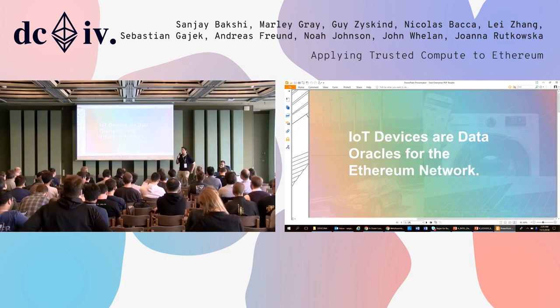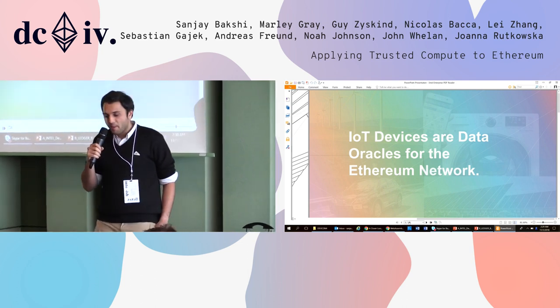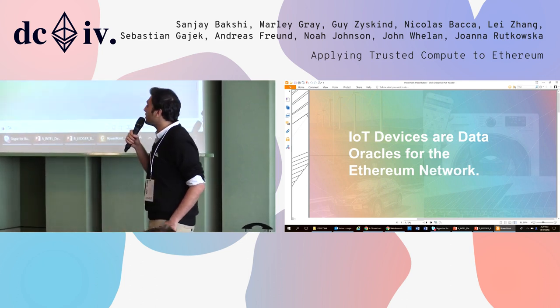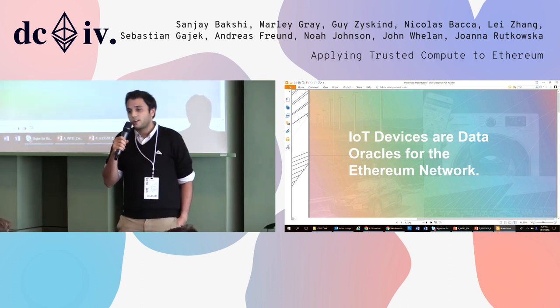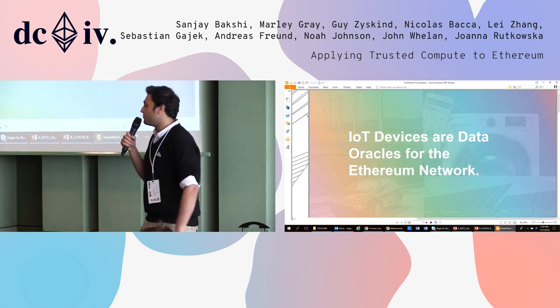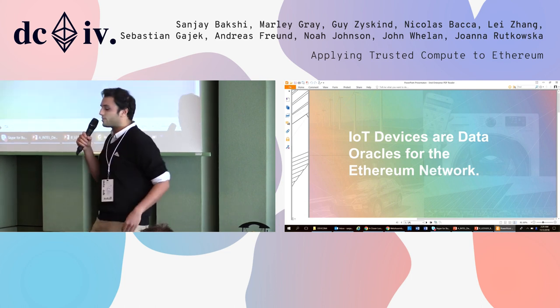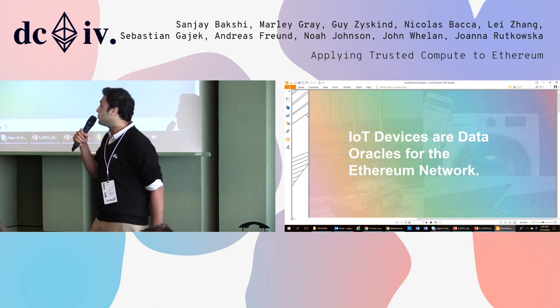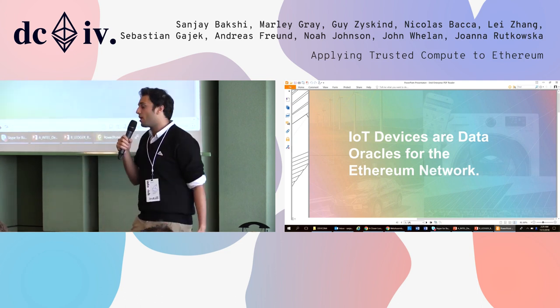At Weave, we believe that IoT devices can be good data oracles for the Ethereum network, but there are two fundamental problems. There are lots of compromises right now in how IoT devices are built. There are lots of possible attacks, man-in-the-middle attacks, buffer attacks, which really do not make it possible at this moment to make them good oracles for the blockchain or for cloud applications.